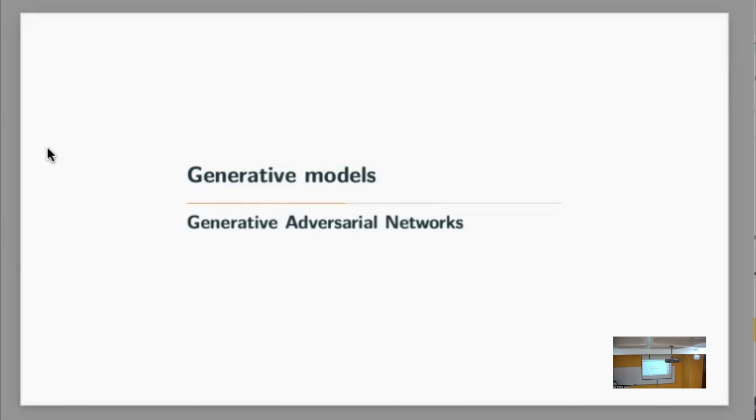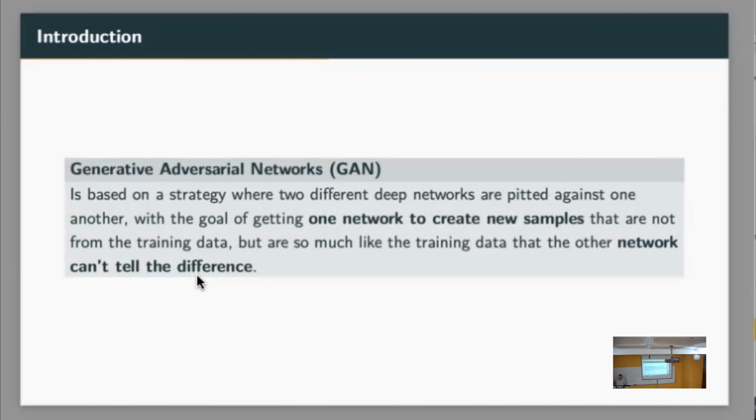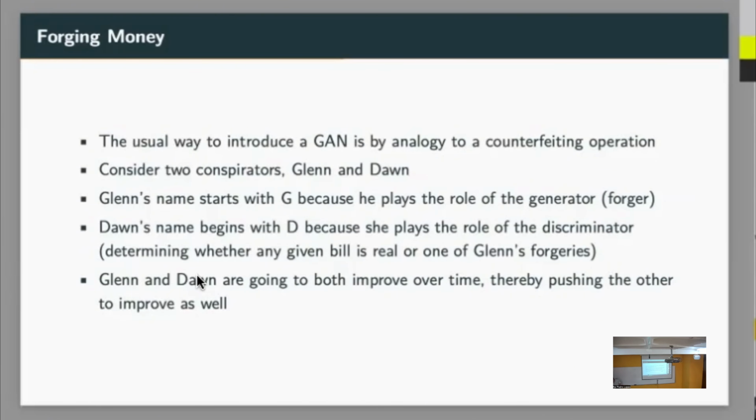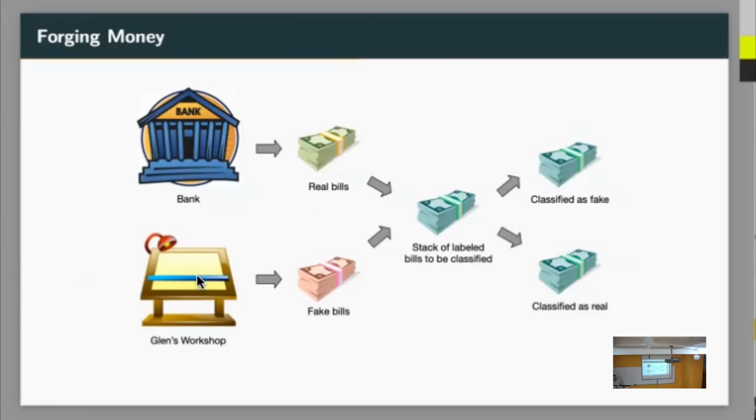Okay, next technique, generative adversarial networks. Actually, this term does not represent a network, although it's called generative adversarial networks. It represents how to train two networks. And these two networks are trained in opposition. Maybe it's better if you look at this image.